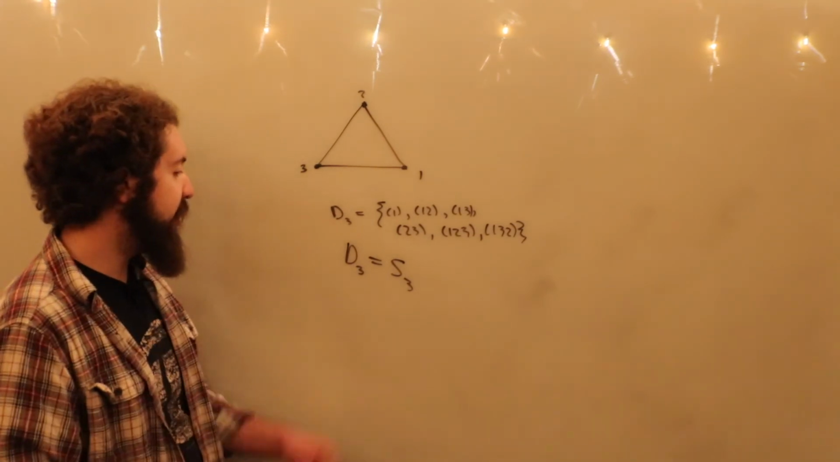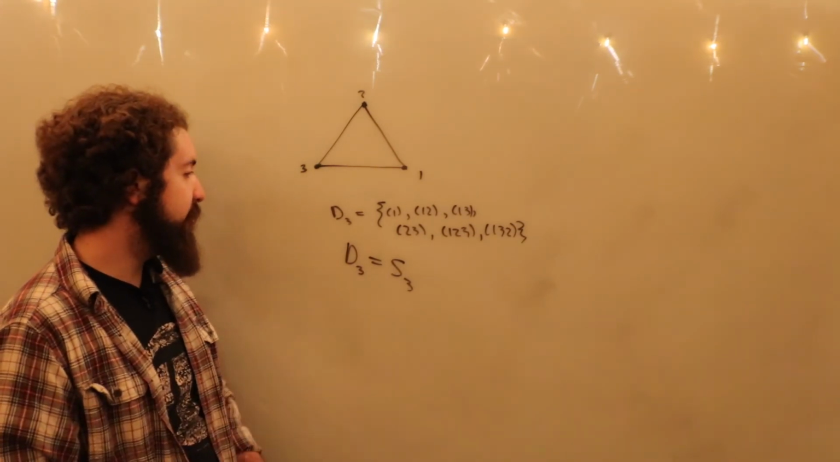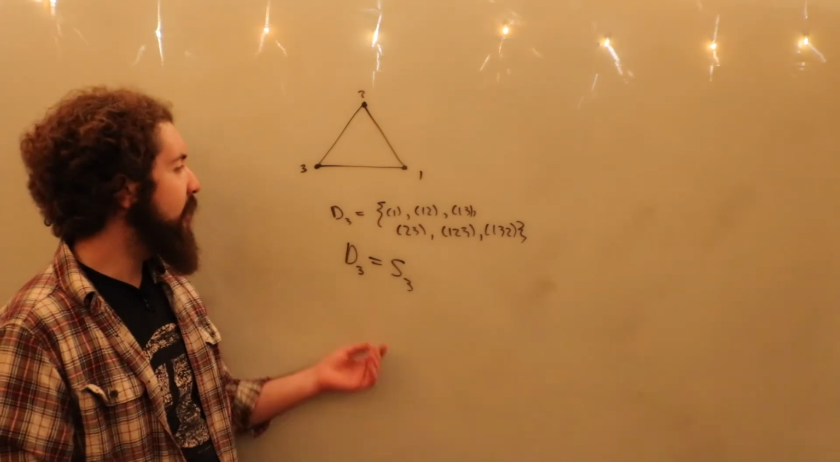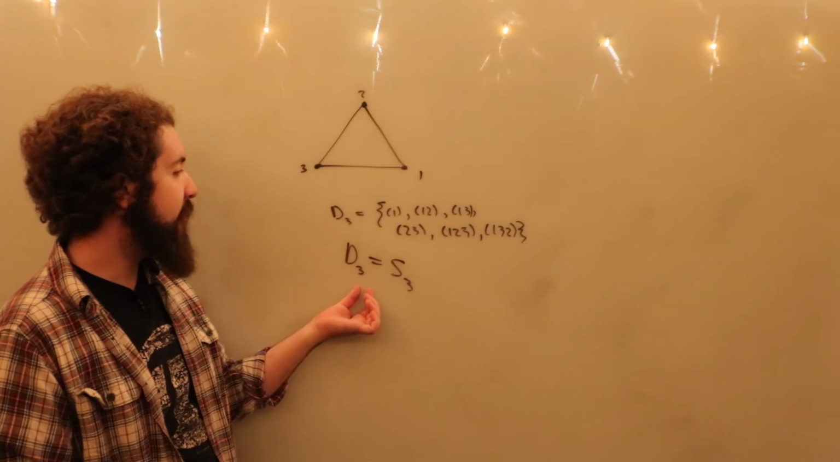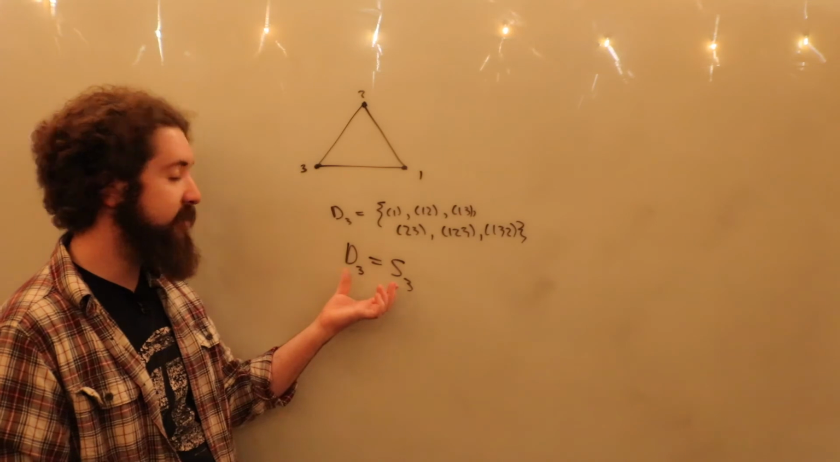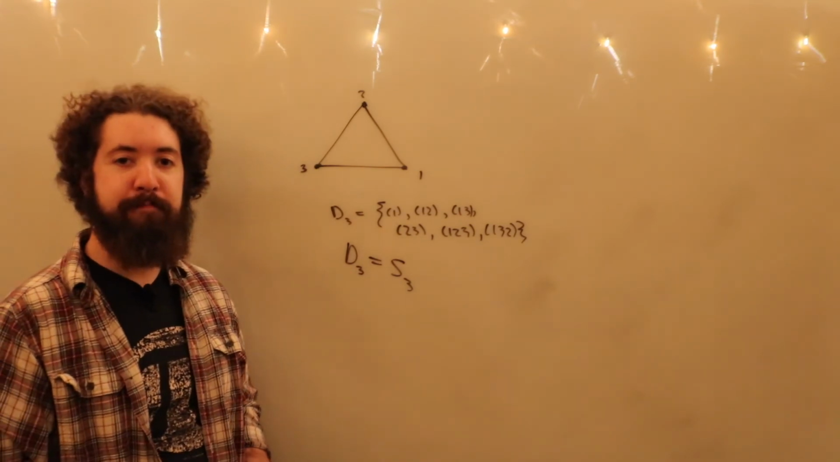But we see that the dihedral group can, in dimension 3, degree I guess would be a better word, be characterized in terms of a subgroup of the symmetric group, and in this case it is equal to the symmetric group itself.